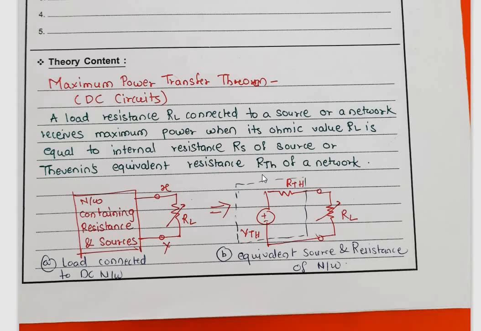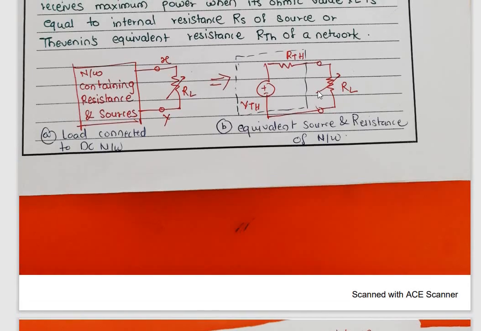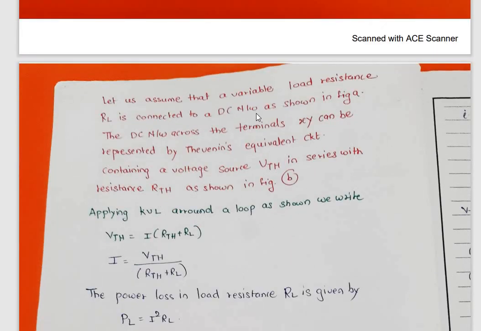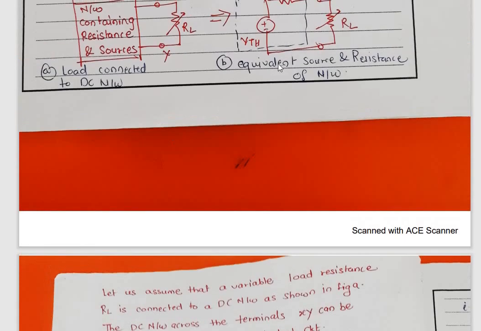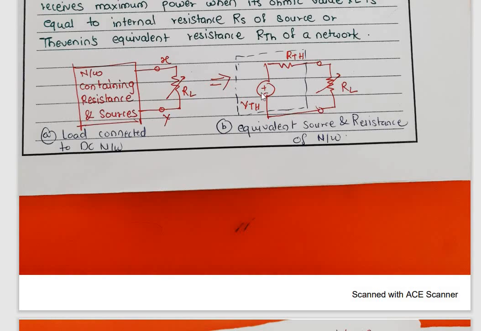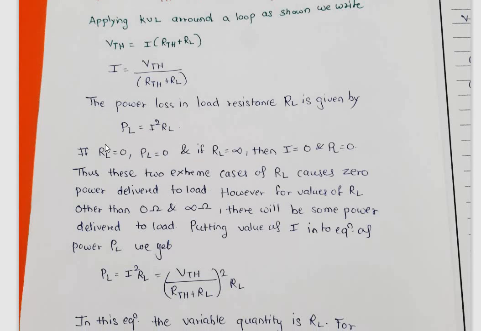Now let us consider a variable load resistance RL connected to a DC network as shown in this figure. The DC network across the terminals X and Y can be represented by Thevenin's equivalent circuit, containing a voltage source VTH in series with resistance RTH. It will look like this. If we apply KVL around the loop, then VTH is equal to I into (RTH plus RL). So I is equal to VTH divided by (RTH plus RL).